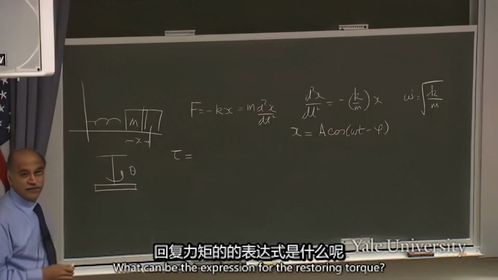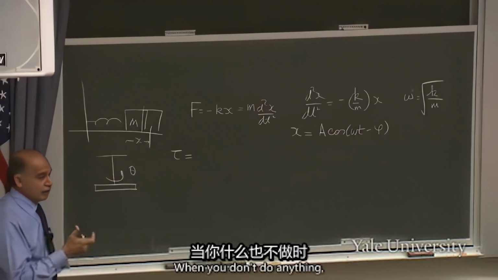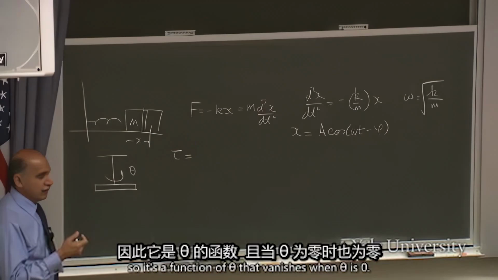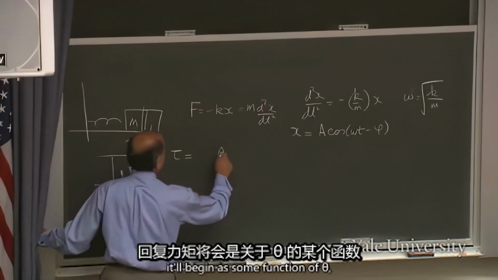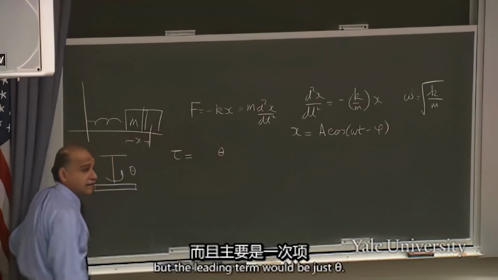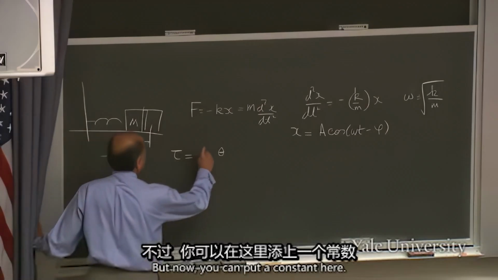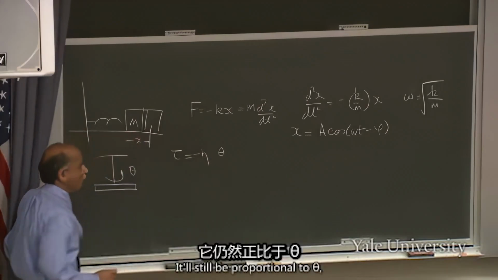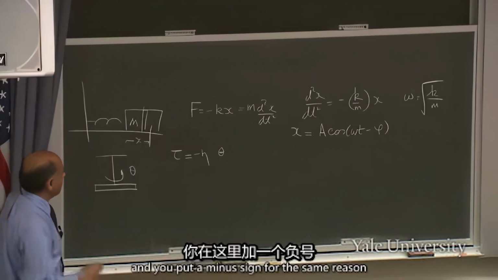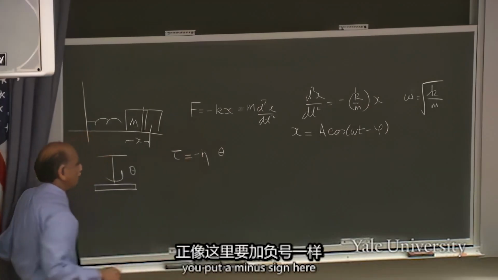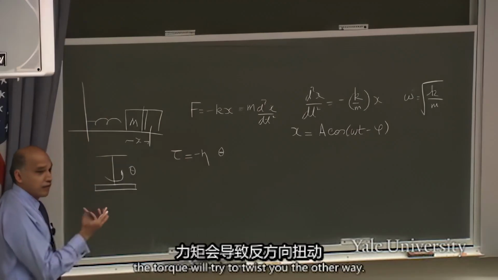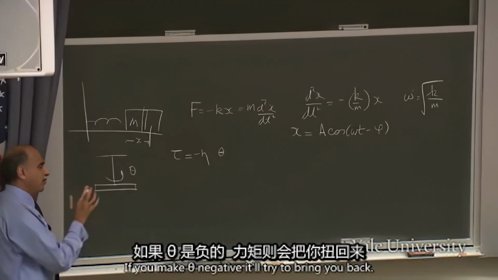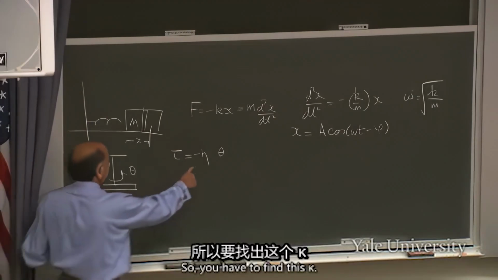What can be the expression for the restoring torque? When you don't do anything, it doesn't do anything. So it's a function of theta that vanishes when theta is 0. If theta is not 0, it will begin as some function of theta, where the leading term will be just theta. But now you can put a constant here. It will still be proportional to theta. And you put a minus sign for the same reason you put a minus sign here, to tell you it's a restoring torque. That means if you make theta positive, the torque will try to twist you the other way. If you make theta negative, it will try to bring you back. So you have to find this kappa.